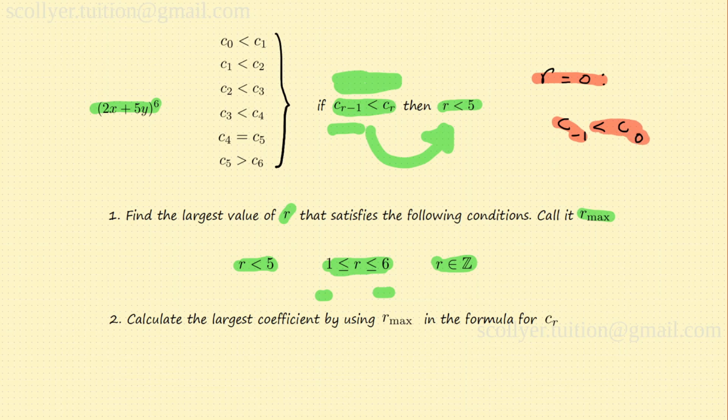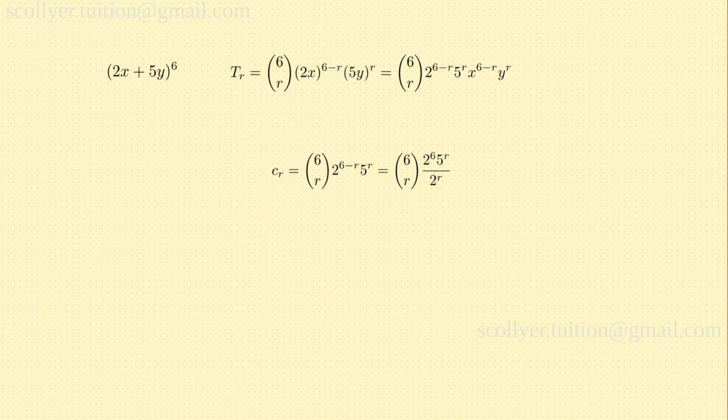And secondly, we calculate the largest coefficient by substituting r max, which we have just found, into the formula for c_r for this expansion. The general term in the expansion of (2x + 5y)^6, which we will call t_r, is 6 choose r (2x)^(6-r) times (5y)^r, which splits up as follows: 6 choose r times 2^(6-r) times 5^r, which is the numeric part, and x^(6-r) times y^r, which is the algebraic part.